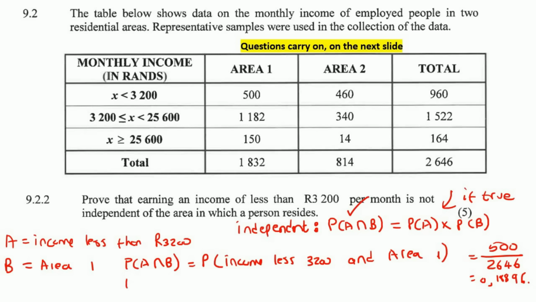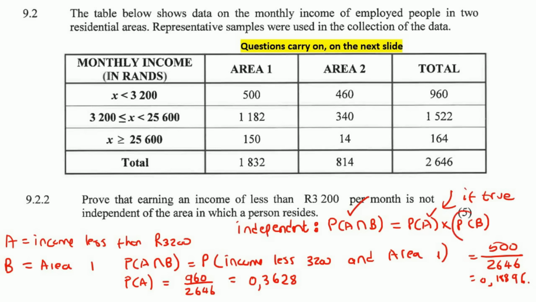So that would be the probability of income less than 3,200 rand. That would be 960 people, because now they're not only saying area 1, now they're saying out of everyone, 960 people. So that would be 960 people out of 2646, and if we work that out, I'm going to keep it to 4 decimals, so that's going to be 0.3628.